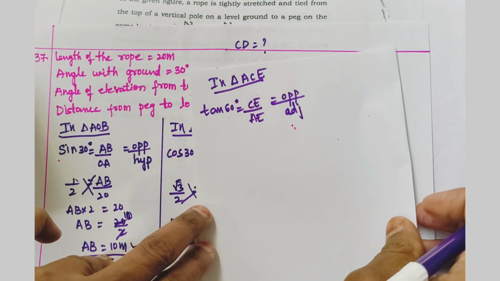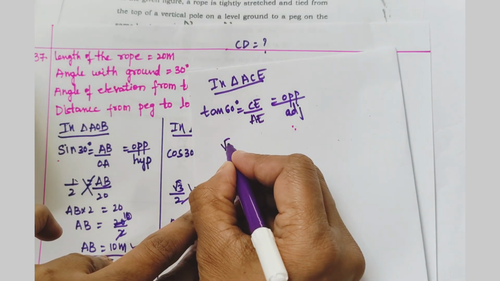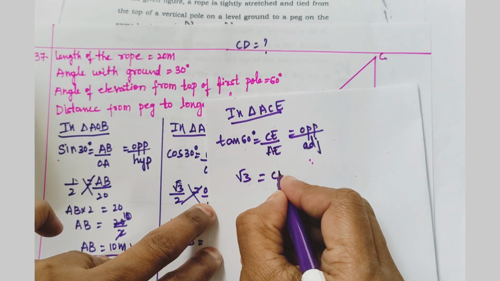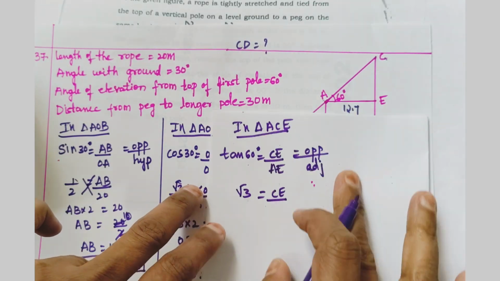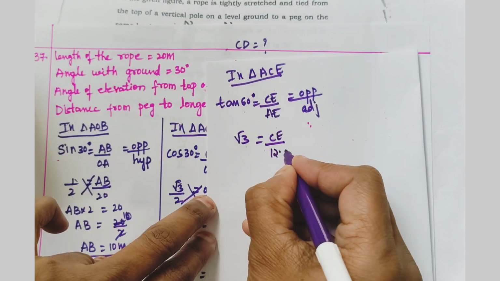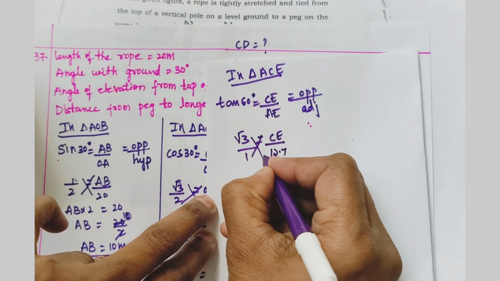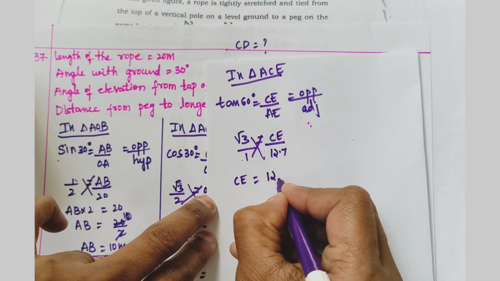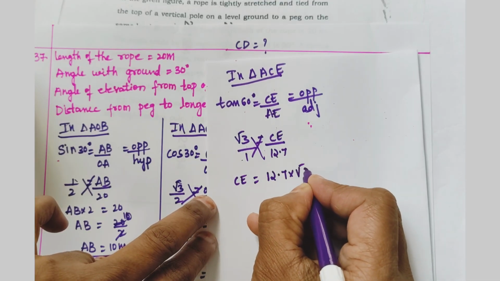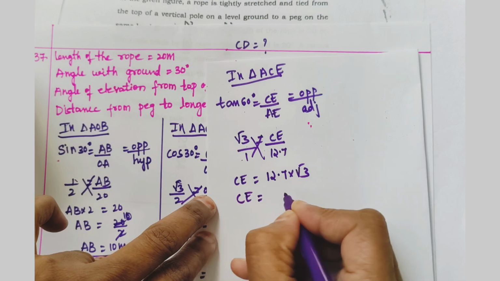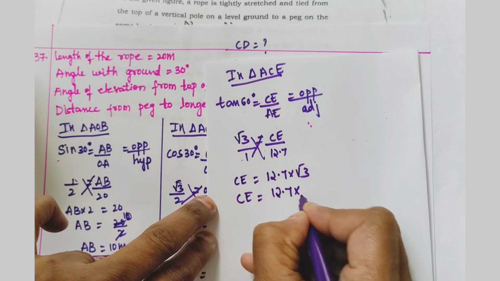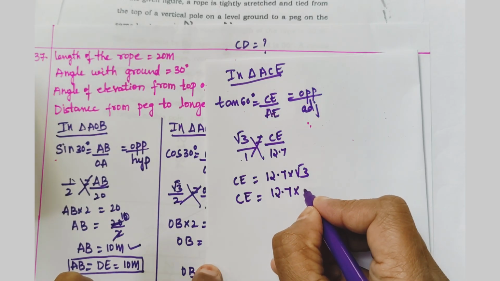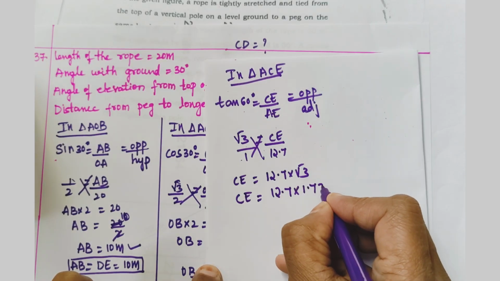Tan 60. What is the tan 60 value? Root 3 is equal to CE, which we don't know, so write CE as it is, by AE, 12.7. Now do cross multiplication. CE into 1 is CE, so CE is equal to 12.7 into root 3. Root 3 value is 1.73.